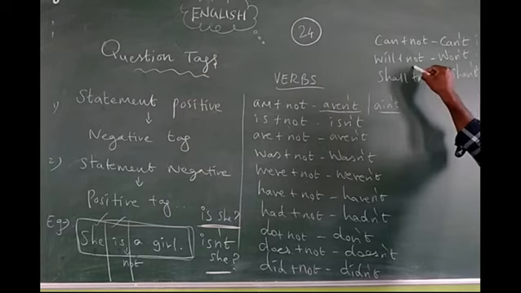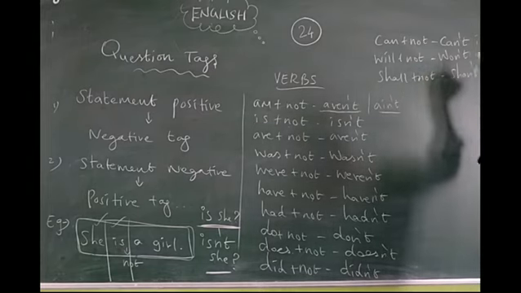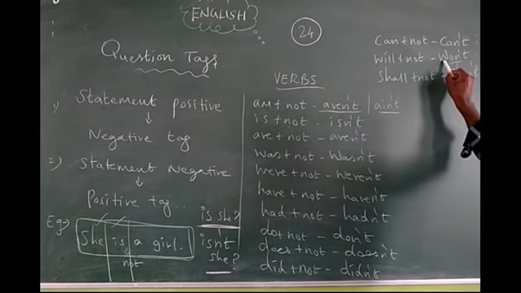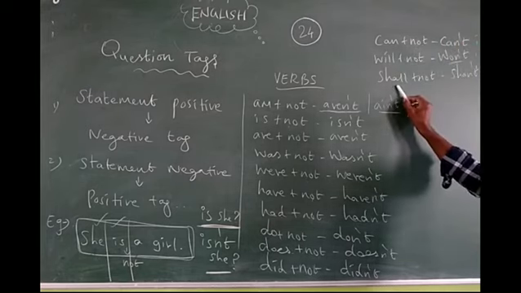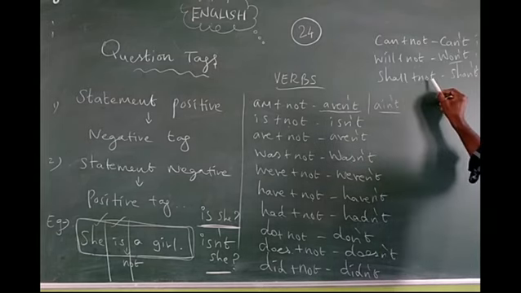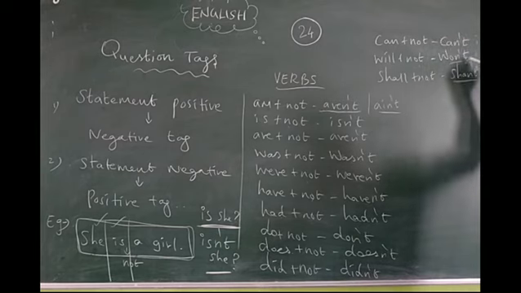Okay. Will plus not, "willn't". No, it is a wrong one. Then how can we say, sir? Will plus not, won't. See, can plus not, can't. Will plus not, won't. What is the next one? Shall plus not, "shalln't". No, the word should be different. So shall plus not, shan't. So can plus not, can't; will plus not, won't; shall plus not, shan't.